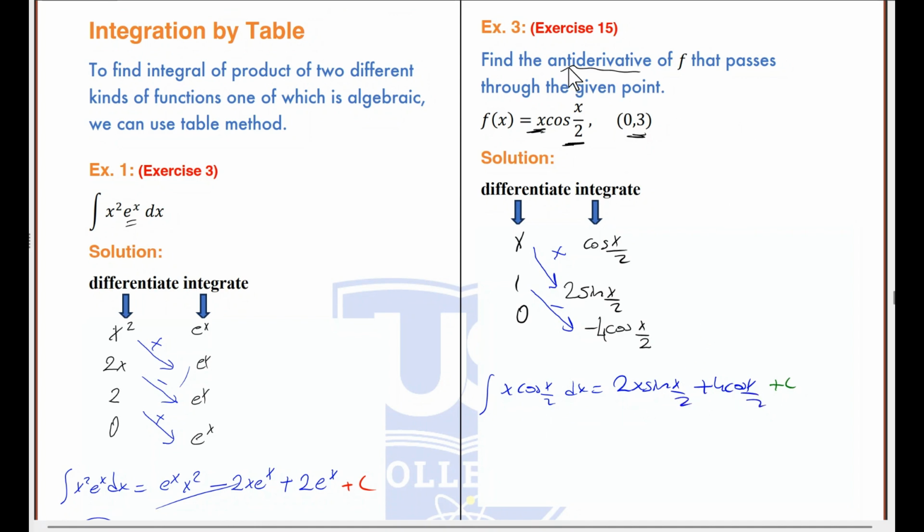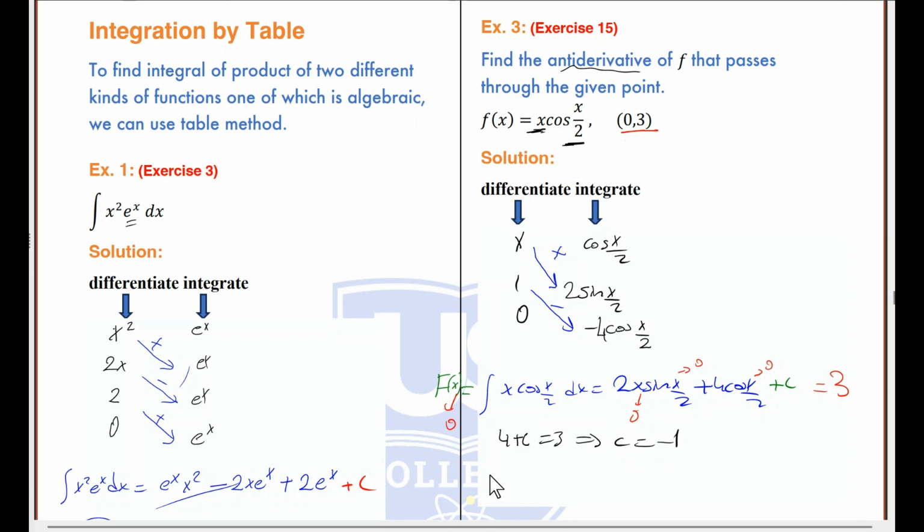Now I'm supposed to find the antiderivative at this point. So try this point. If this is capital F of x, then my x is 0 when my result is 3. So what is my c? Okay, 0 times sine, this is 0. Cosine 0 over 2, cosine 0 is 1. Here I have 4 on the left. 4 plus c equals 3. Then c is equal to minus 1.